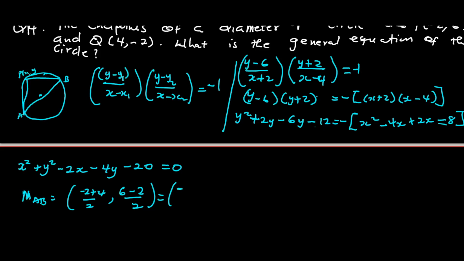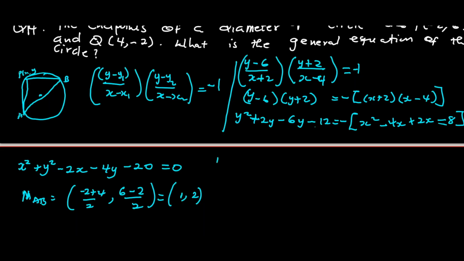negative 2 plus 4 is 2, over 2, which is 1. So here will give us 1. And then 6 minus 2 will give us 4, and 4 over 2 is 2. So the center is (1, 2).